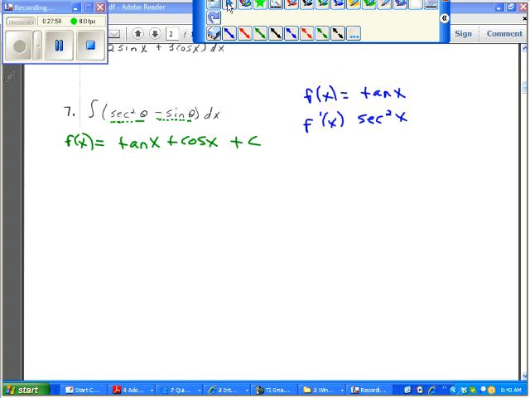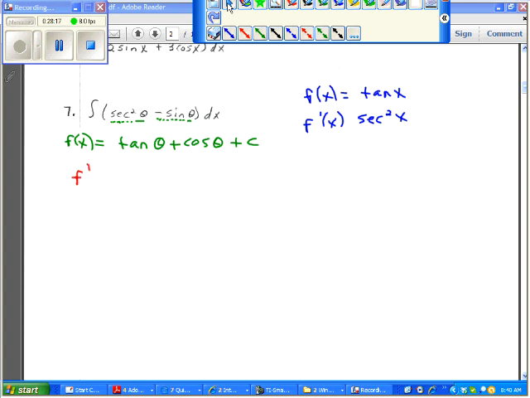And I put x, I should be putting theta here. We've got a theta, so let me put it in terms of theta there. And so we have tangent theta plus cosine theta plus that constant of c. Okay?